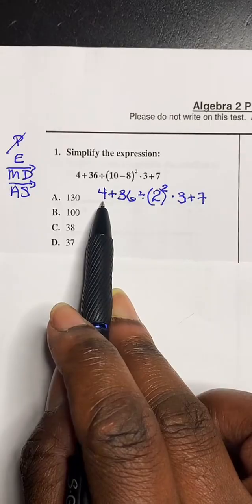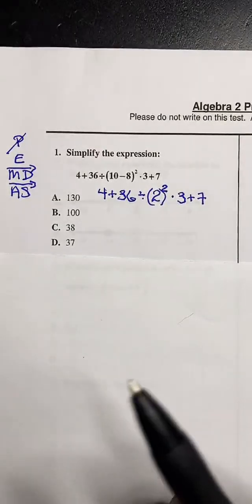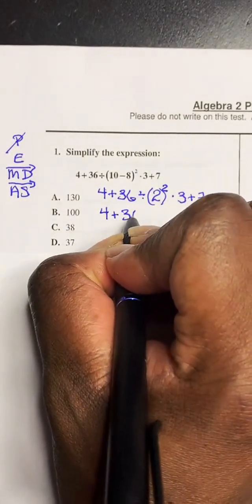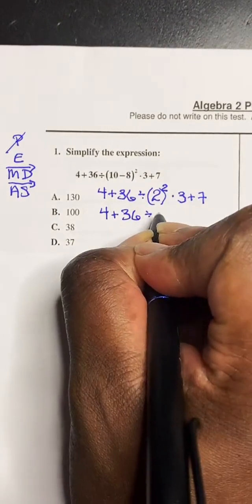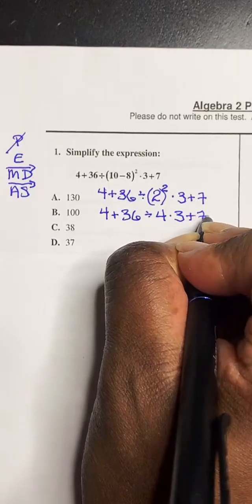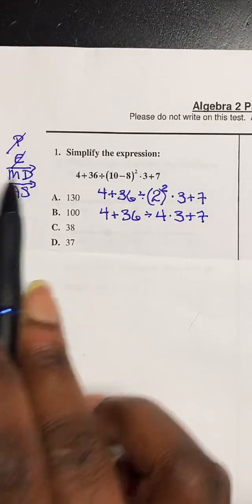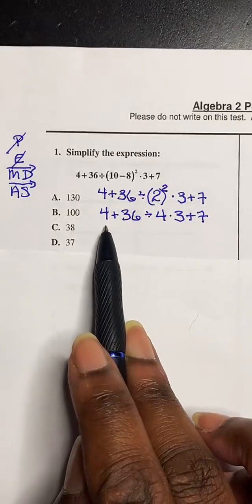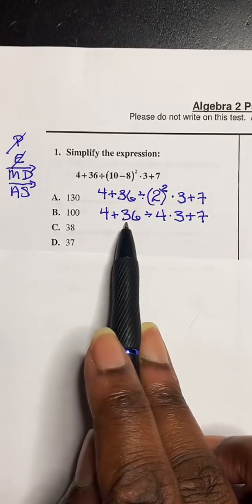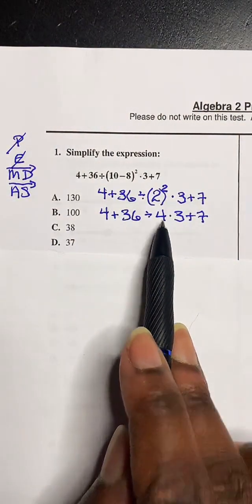We are not adding the 4 and the 36. Stop it, okay? There is order. So we have our 4 plus our 36 divided by 2 squared, which gives us 4, times 3 plus 7. Now we took care of the exponent. Now from left to right, this is what we need to combine. Yes, it says multiplication then division, but what came first from left to right? It is your 36 divided by 4.